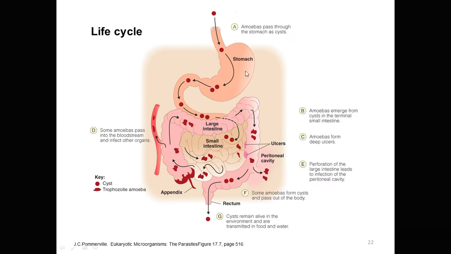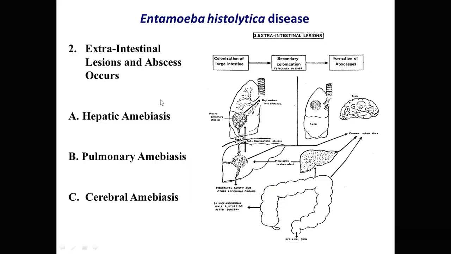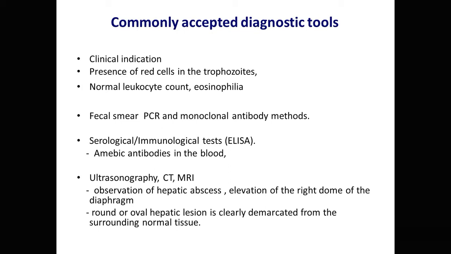And the life cycle is described here. I have already discussed it. What is interesting is that besides invading the large and small intestines, the amoeba can make severe damage to the wall of the intestines, move to the bloodstream, and infect distant organs like the liver, lungs, and brain as well, and the amoeba causes development of abscesses in these organs.